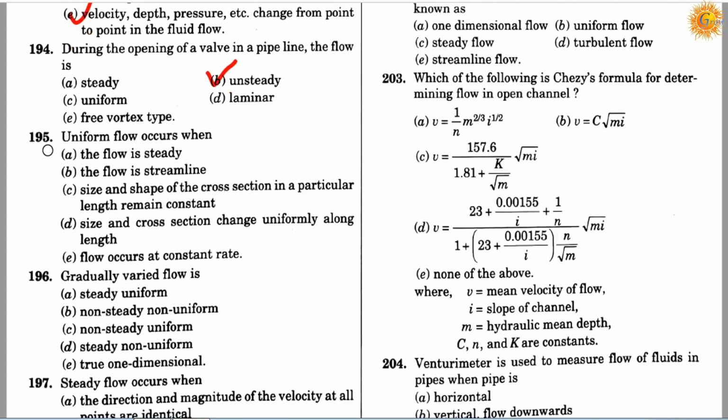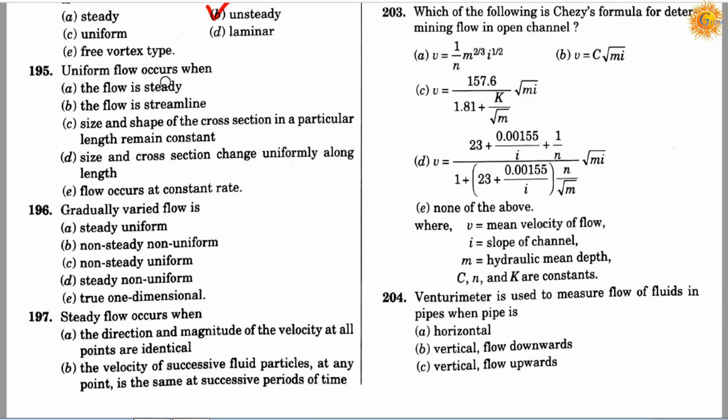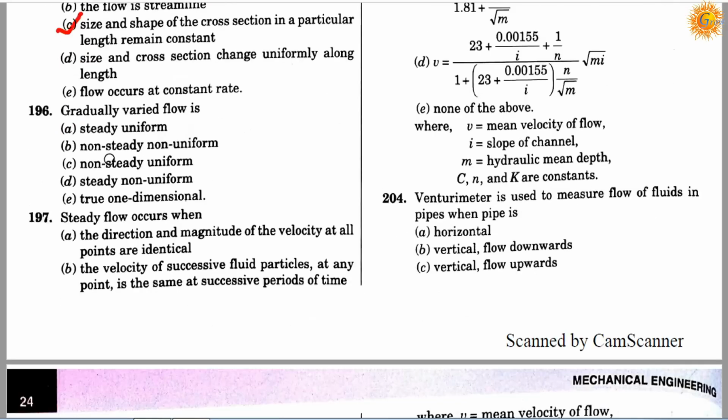Question number 195. Uniform flow occurs when option A, the flow is steady, option B, the flow is streamline, option C, the size and shape of the cross section in a particular length remain constant, option D, size and cross section change uniformly along length, option E, flow occurs at constant rate. So uniform flow occurs when the size and shape of the cross section in a particular length remain constant. Correct answer is C.